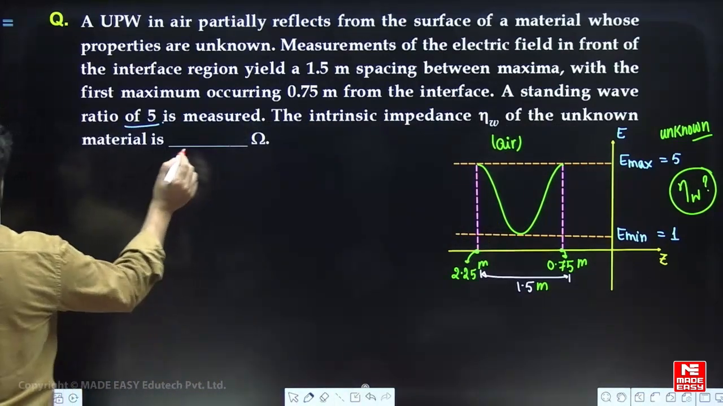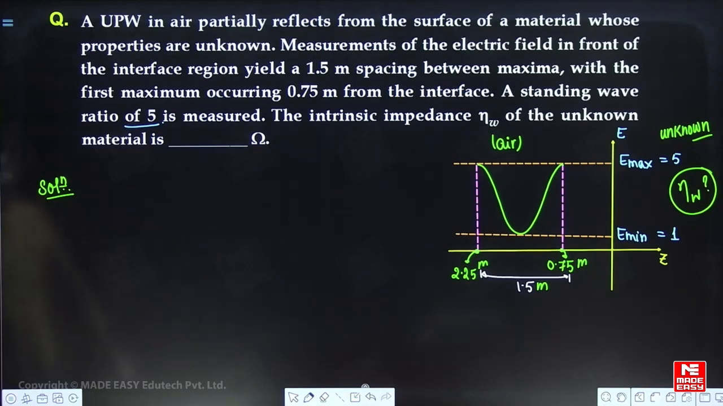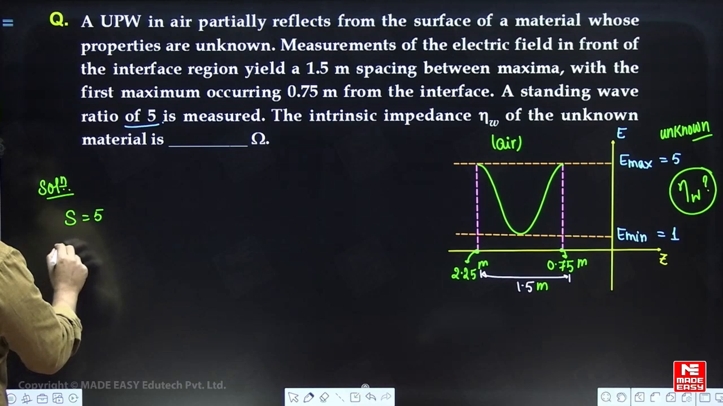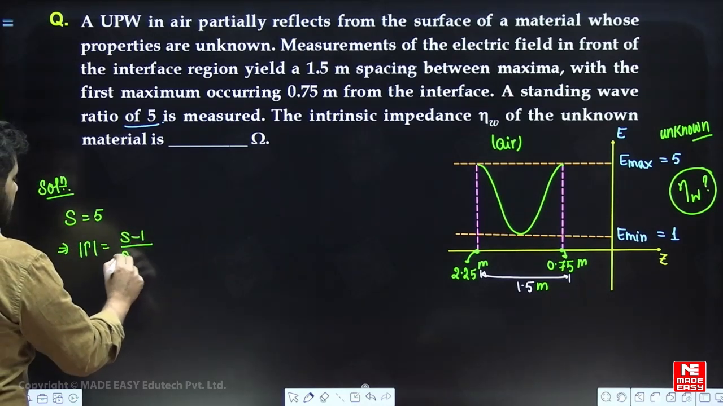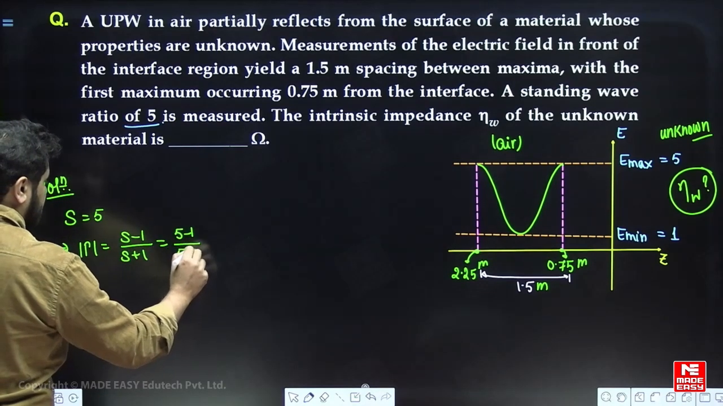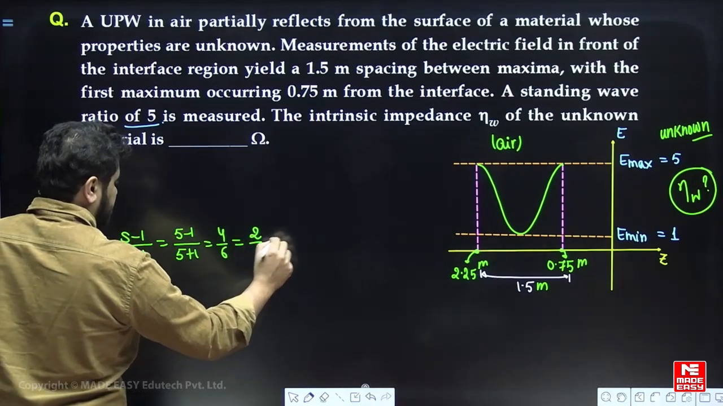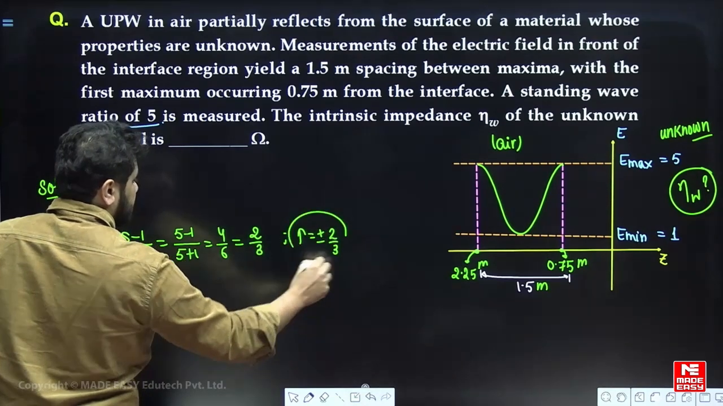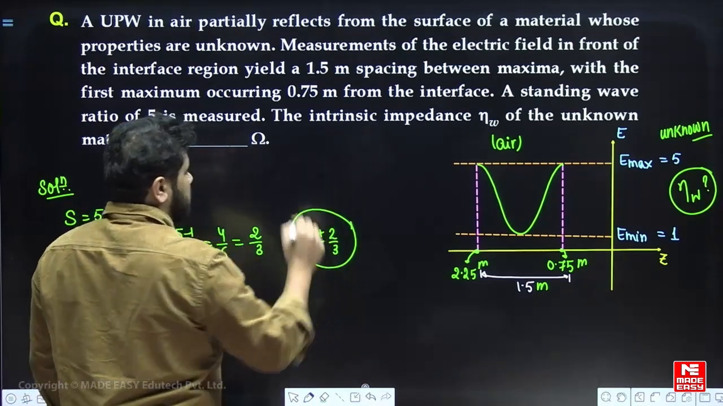Now how to find this value? Here S is given as 5. So what is the value of mod of gamma? Mod of gamma is equal to S minus 1 upon S plus 1, which is 5 minus 1 upon 5 plus 1. This is equal to 4 upon 6, which is equal to 2 by 3. So here gamma can be either plus 2 by 3 or minus 2 by 3.